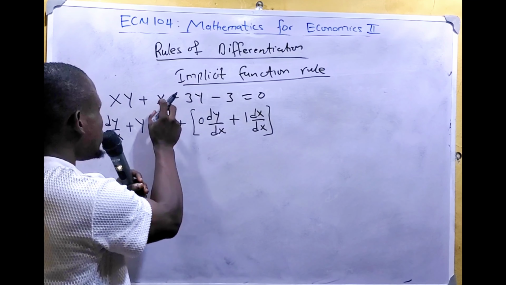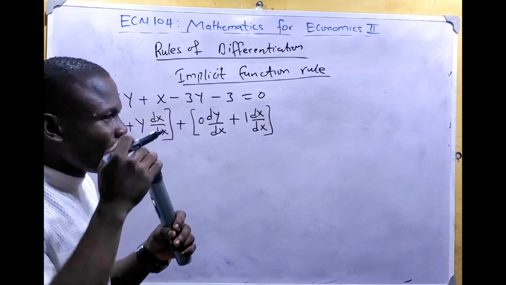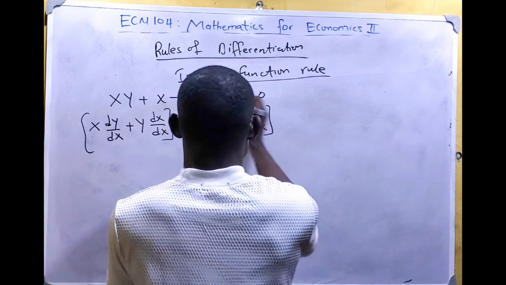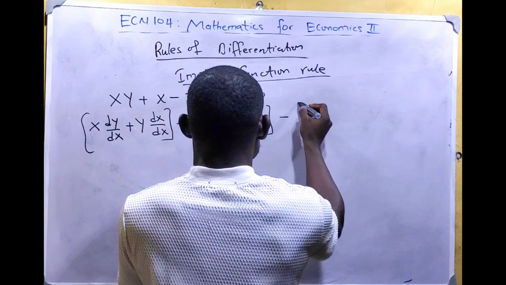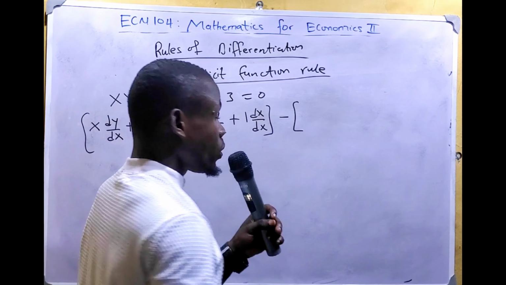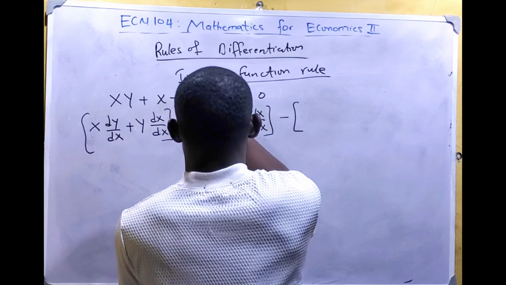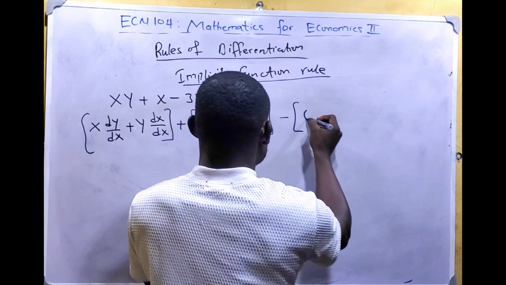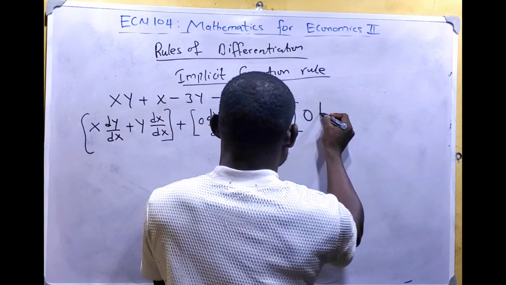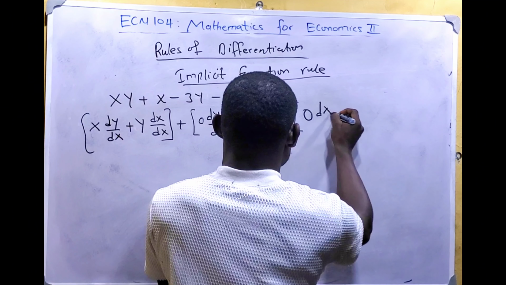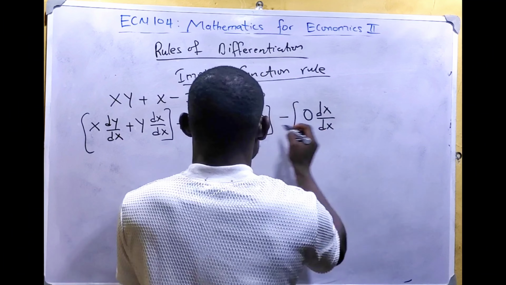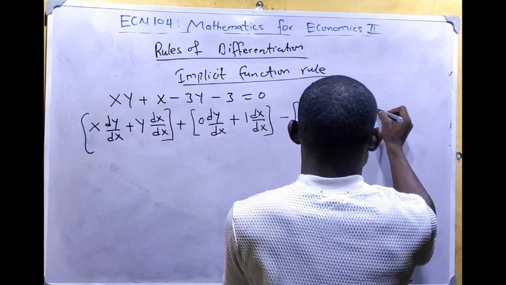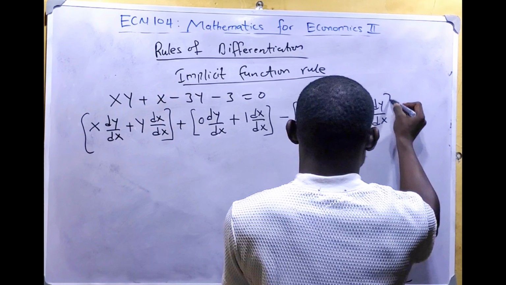Very simple. Just have to find the derivative of each of the terms separately with respect to x and with respect to y. So now when we get to here, the same thing, we have minus. Now find the derivative of this with respect to x. With respect to s is not here, so therefore it will be 0. Everything here is a constant, so it will be 0 dx dx. Now find the derivative of this with respect to y. This will be 3 dy dx.